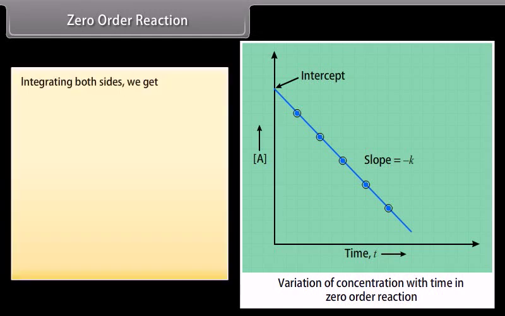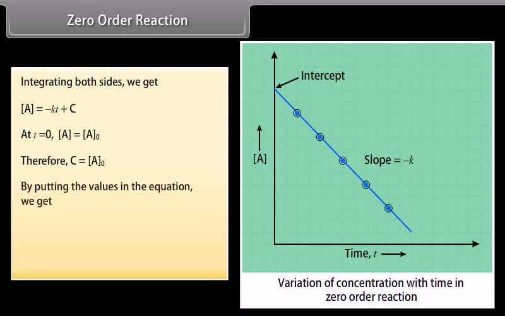Integrating both sides, we get [A] is equal to -kt plus C. At t is equal to 0, [A] is equal to [A]0. Therefore, C is equal to [A]0. By putting the values in the equation, we get [A] is equal to -kt plus [A]0. Or it can be written as k is equal to 1 upon t multiplied by [A]0 minus [A].